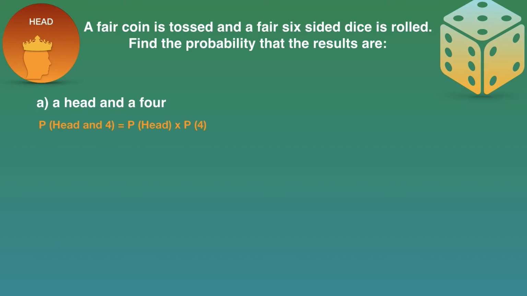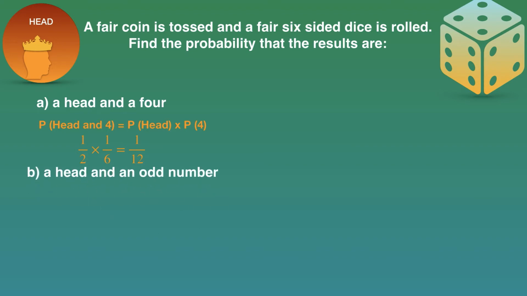The coin and the dice are both fair, therefore getting a head on a coin is 1/2, as there are 2 sides to the coin and only one of them is head. Similarly, getting a 4 on a dice is 1/6, as there are 6 possible outcomes and only one of them is 4. Hence, to find the probability of a head and a 4, we need to multiply the probability of head times the probability of 4, which gives us 1/12.